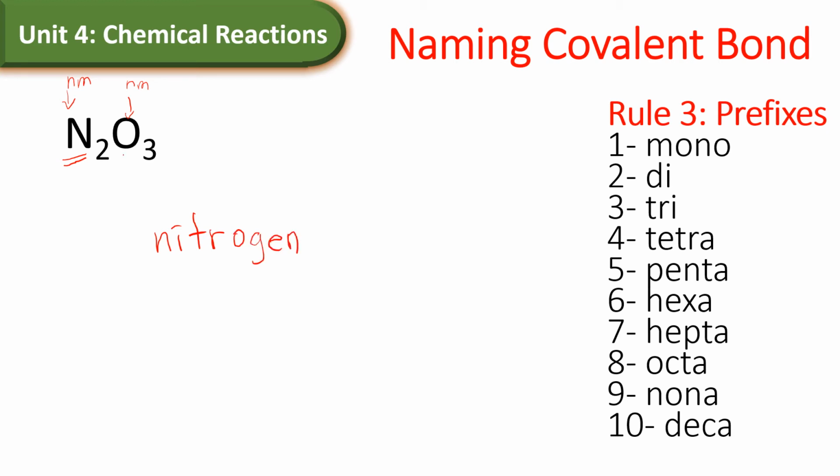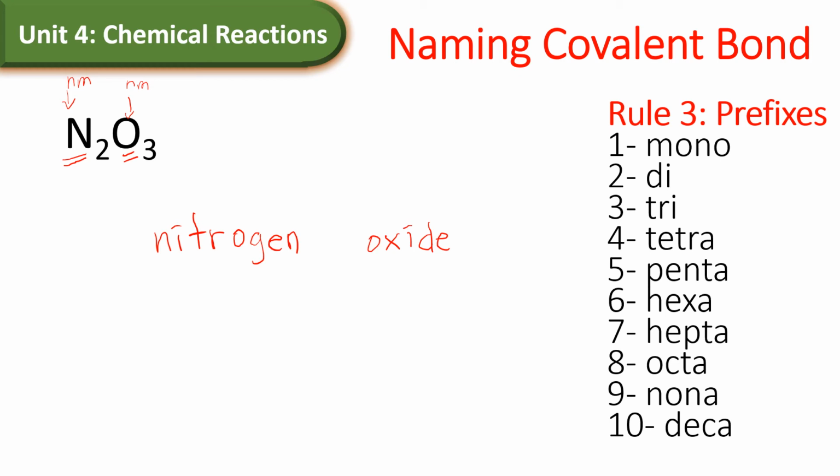And what is our second element? This one is oxygen. Now, in your rule number 2, for the second element, so oxygen is your second element, so start with the name ending in IDE. So your oxygen is not oxygen anymore, but we have to change oxygen into the word oxide, because rule number 2 states that you have to change the second element and end it with IDE. So the name of this element is nitrogen oxide, but we are not yet finished.